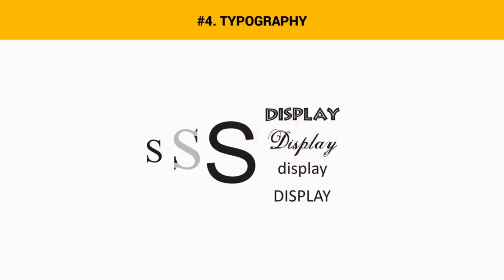4. Typography. Typography is the art of arranging text. Typography is very important as it can greatly affect the design's messaging. Different fonts, combined with sizing, colors, and spacing, can add power to the concept to communicate.